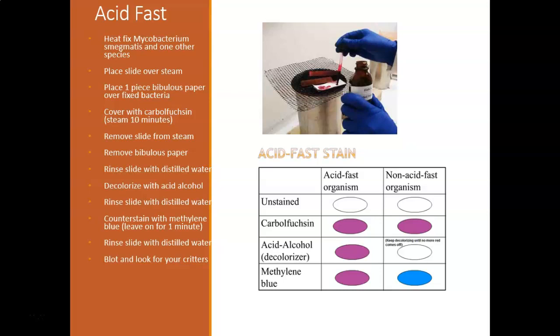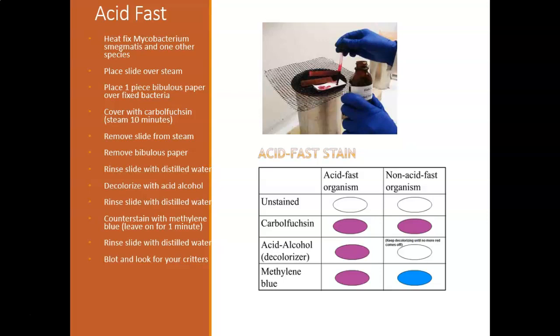Then you're going to cover the slide with an acidic dye called carbolfuchsin. Carbolfuchsin will sit on the bibulous paper and soak into the cells. You never let the paper go dry. So every about minute or so, you're going to add more carbolfuchsin to your bibulous paper. You're going to steam the slide for between 10 and 15 minutes. I have steamed for 10 minutes on my paper, but you can go up to 15 minutes. Once you're done, you then remove the slide from the steam plate, and then you're going to take the bibulous paper and throw it into the garbage.